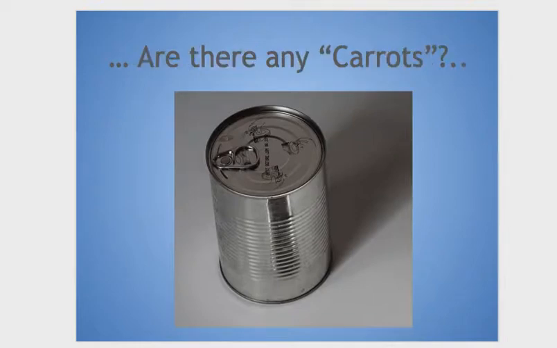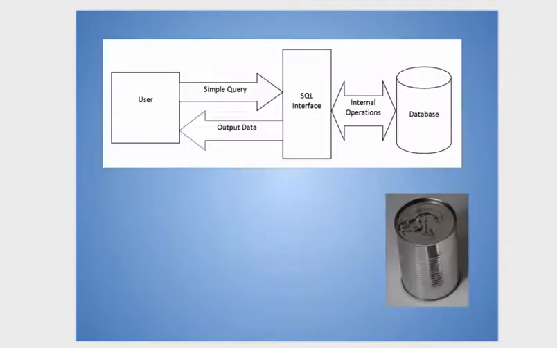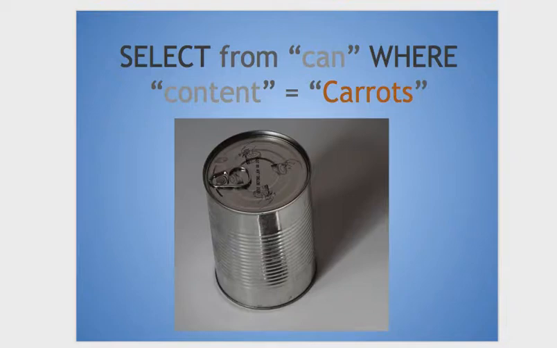Something as simple as, are there any carrots in the can? You really don't have a way of knowing. And the reason I use the can is because this is what you see anytime a geek is drawing a database schema or whatever. They use a can for your database. And the only way to actually find out if there's anything in the can is you have to use a structured query language, something like this that says, select from can where content equals carrots.